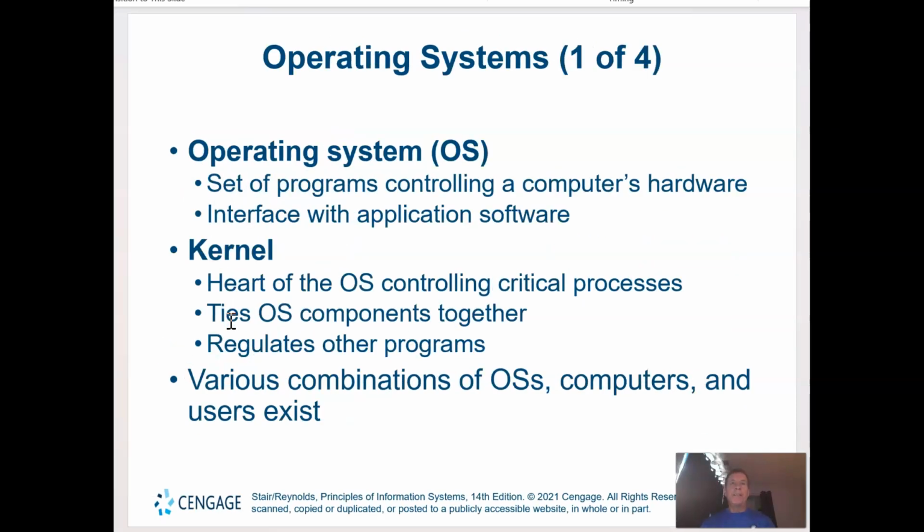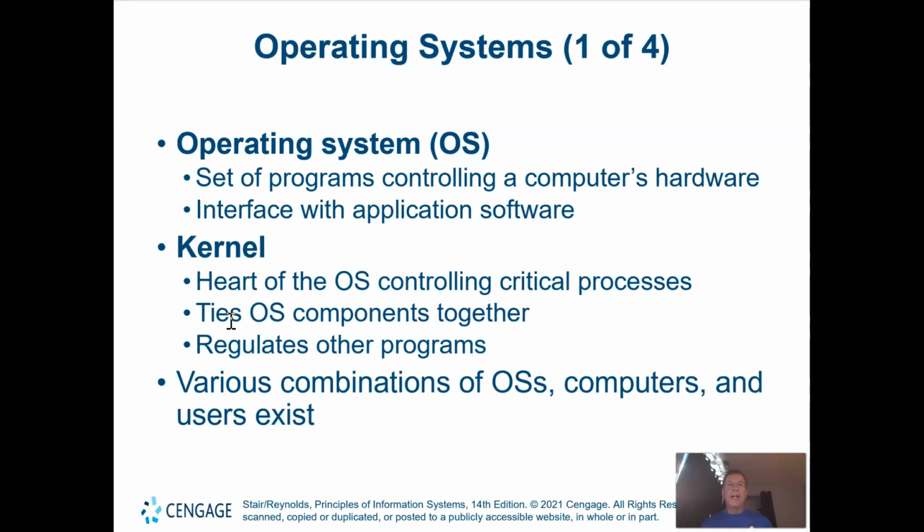So for an operating system, we're going to look at figure 4-9 in the book in a minute. But an operating system is a set of programs that controls the computer's hardware and acts as an interface between that hardware and the application that you're trying to use. Now it uses a kernel. A kernel is the heart of the operating system, and it's very important to protect it from a security perspective as the heart of the OS. It controls the most critical processes, and the kernel ties all the OS components together and regulates the programs along the way.